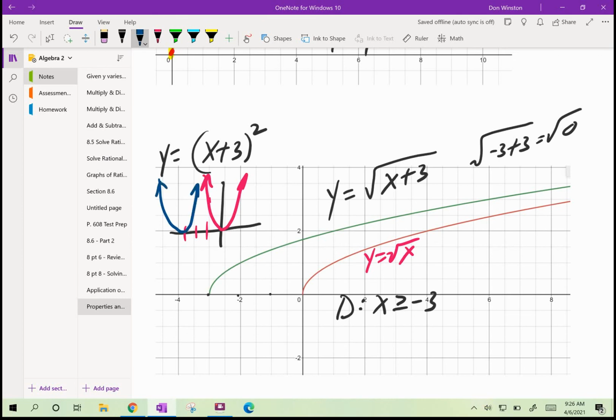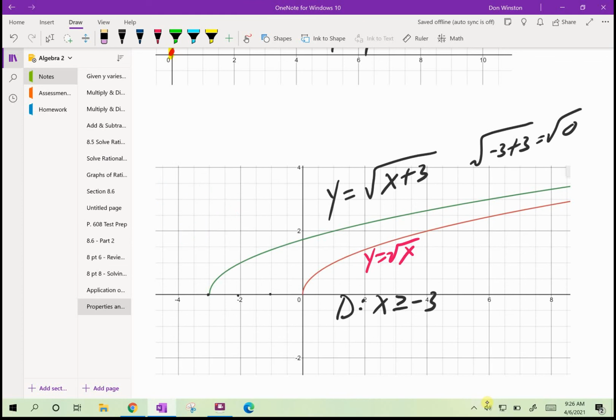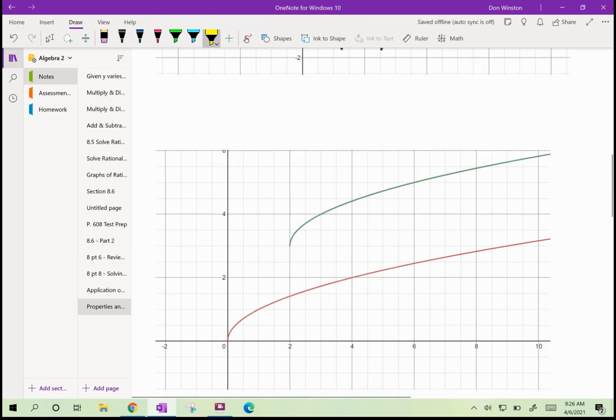Always counterintuitive, okay? X plus 3 means you shifted the graph over 3 units to the left. My domain is x is greater than or equal to negative 3. My range remains the same. Y is greater than or equal to 0. The y values never get below 0. All right, just transformations. Let's take a look at the next one here.